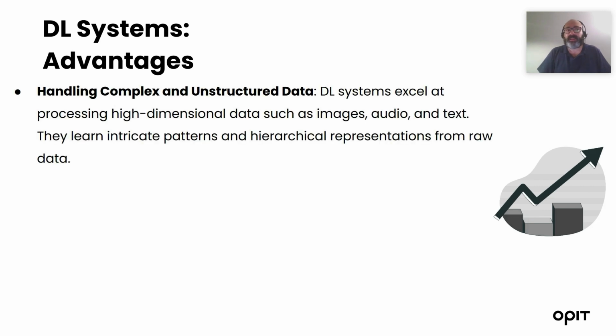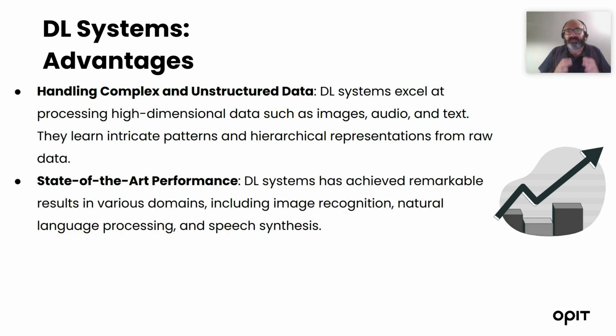So which are the advantages of deep learning systems? Deep learning systems can handle complex and unstructured data. They excel at processing high-dimensional data such as audio, video, images, and text. They can learn really complicated patterns and hierarchical representations from the raw data directly. And this is what made deep learning the state of the art in machine learning and artificial intelligence. They achieved remarkable results in various domains, including image recognition, natural language processing, and speech synthesis.